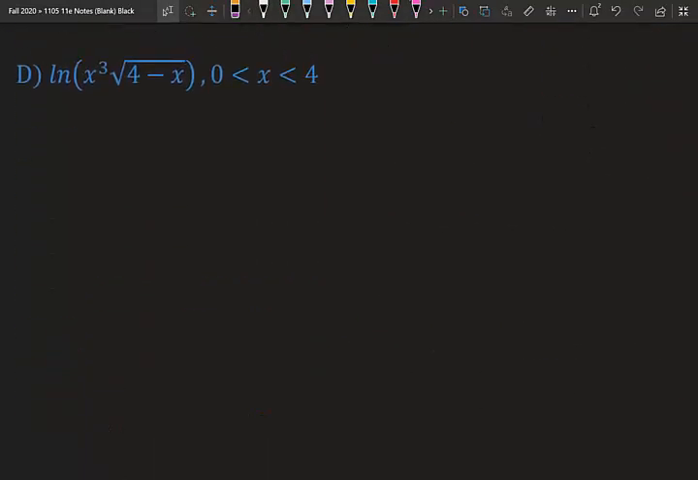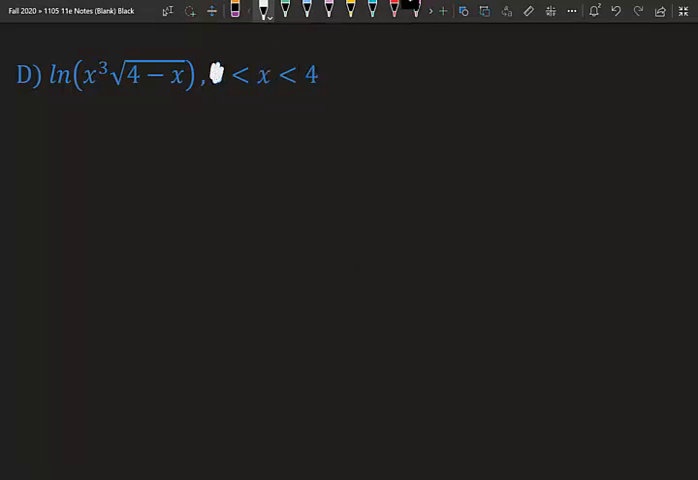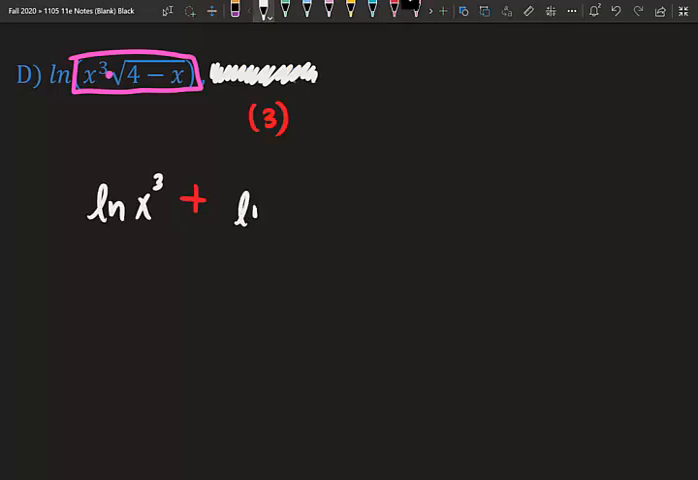Alright, next we have ln of x cubed times the square root of 4 minus x, and this part right here, 0 is less than x is less than 4, that's just the domain. Don't even worry about that. They have to give it to you unless you're solving. And we're not solving here, we're just expanding, so they have to give it to you. So just cross it out. Alright, so let's figure out what's happening inside the argument. So inside the argument, we're multiplying. So since we're multiplying, we're going to be using property 3. And property 3 states that we're going to separate them using an addition symbol. So we'll have ln of x cubed and ln of the square root of 4 minus x.